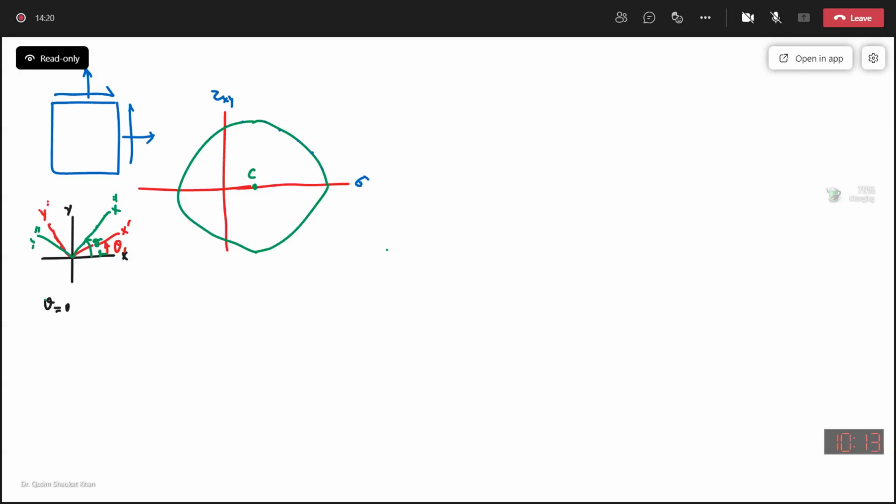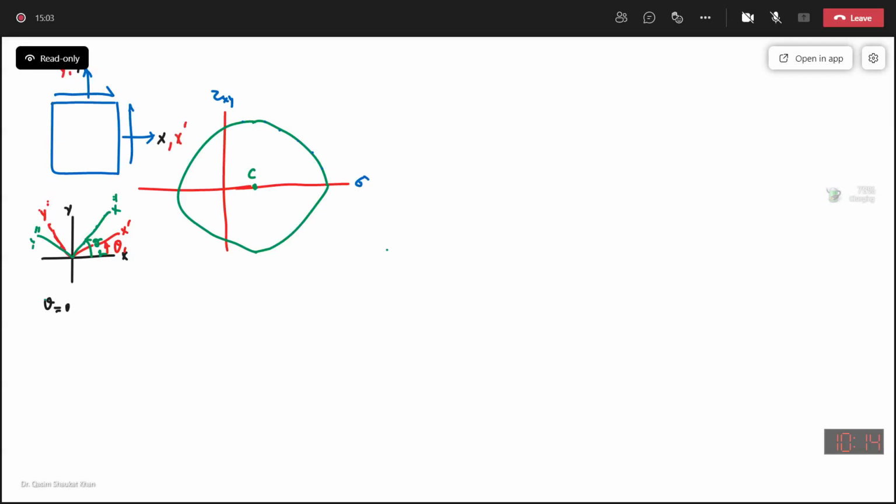I will draw the figure. So this is your x-axis, and black color we are using as a reference. This is your x-axis and this is your y-axis. After the rotation theta is equal to 0, what will happen? Your rotated axis, x dash axis, will be coinciding with your regular x and y axis.